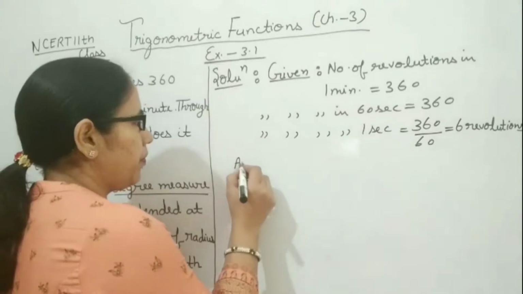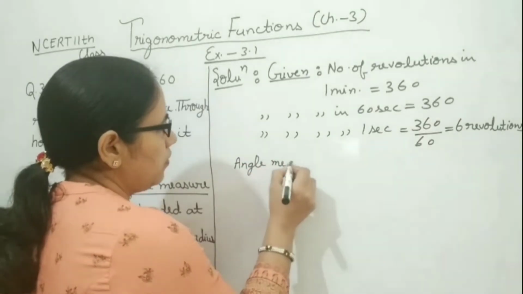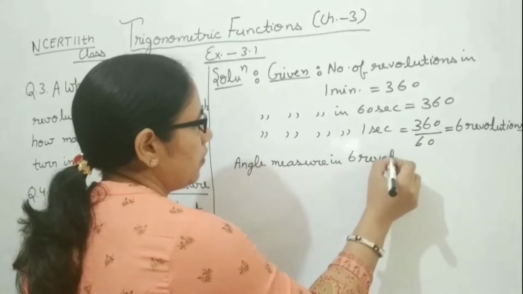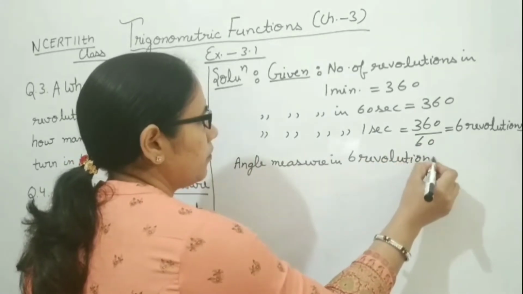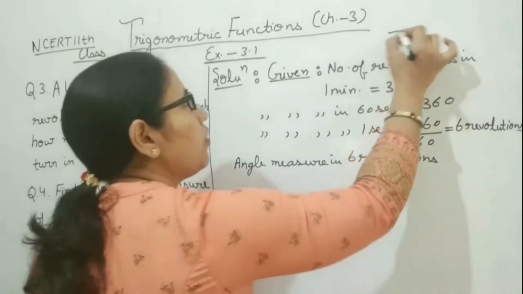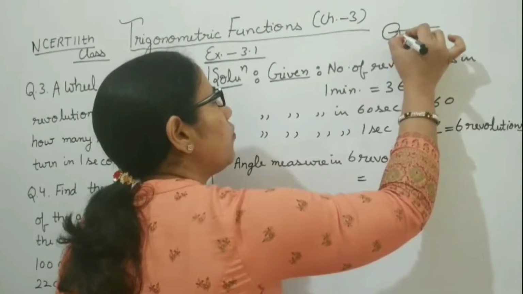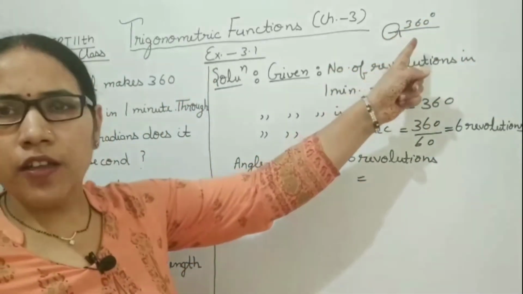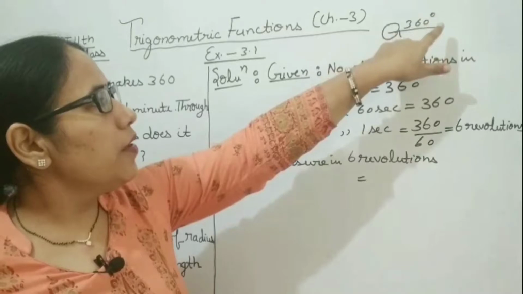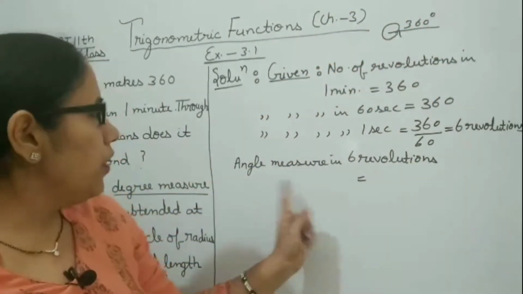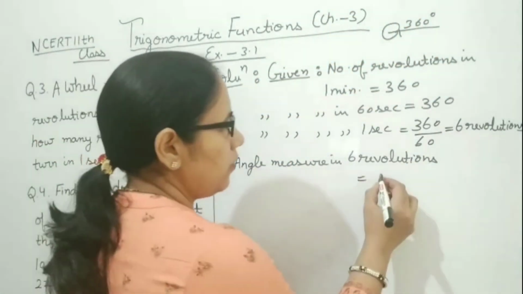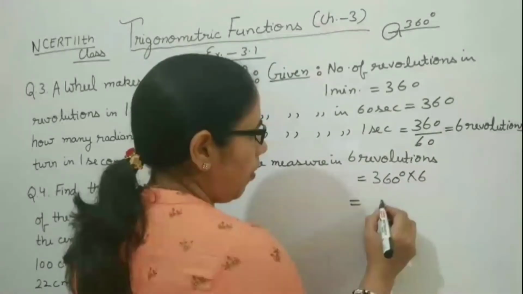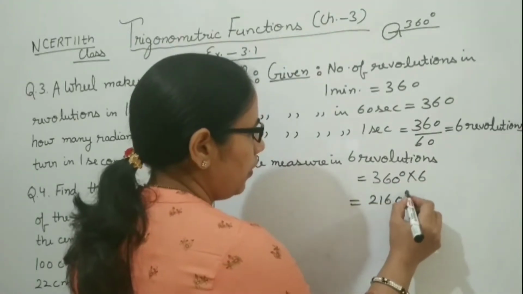Now angle measure in 6 revolutions. In 1 revolution, as we know, the angle measure is 360 degrees. Got it? There is 360 degree measure in 1 revolution. So in 6 revolutions, your angle measure will be 360 degrees into 6. So it will come out to be 2160 degrees.